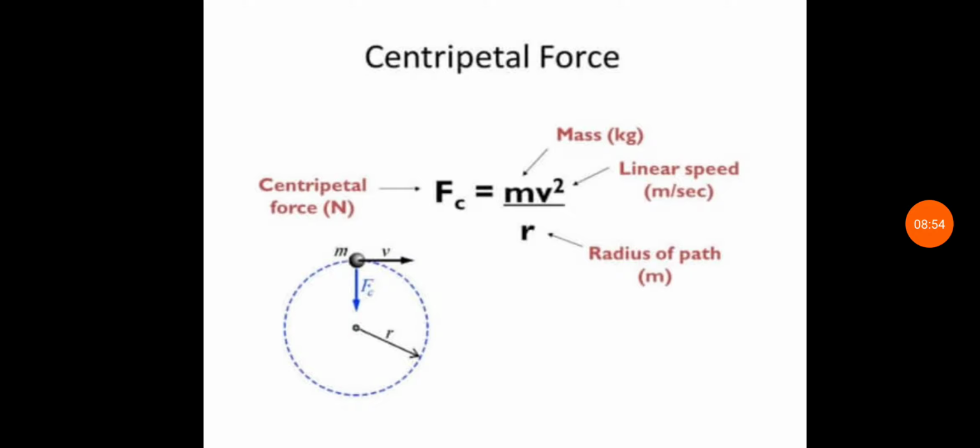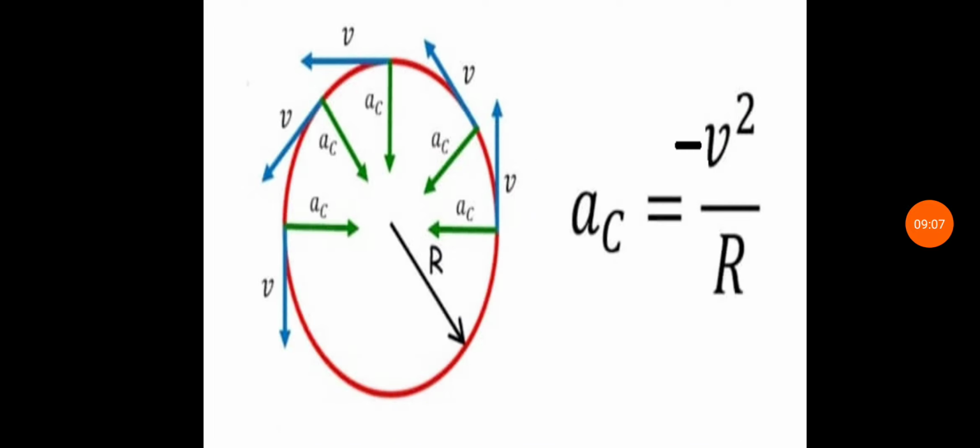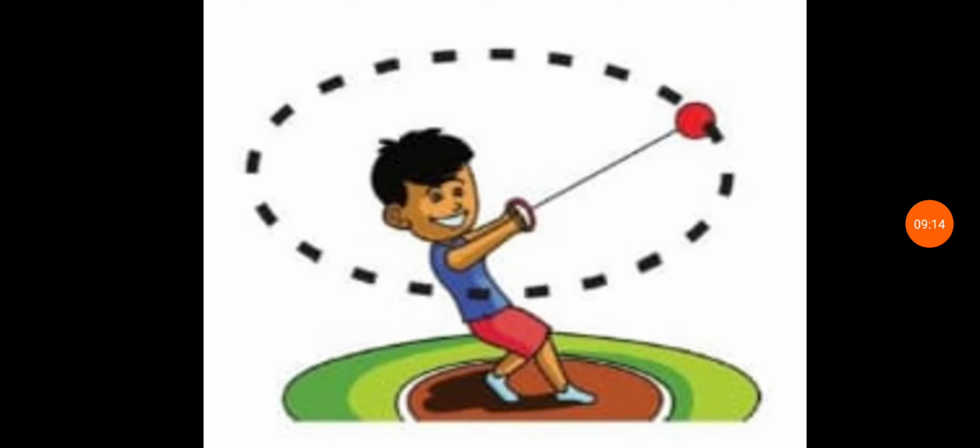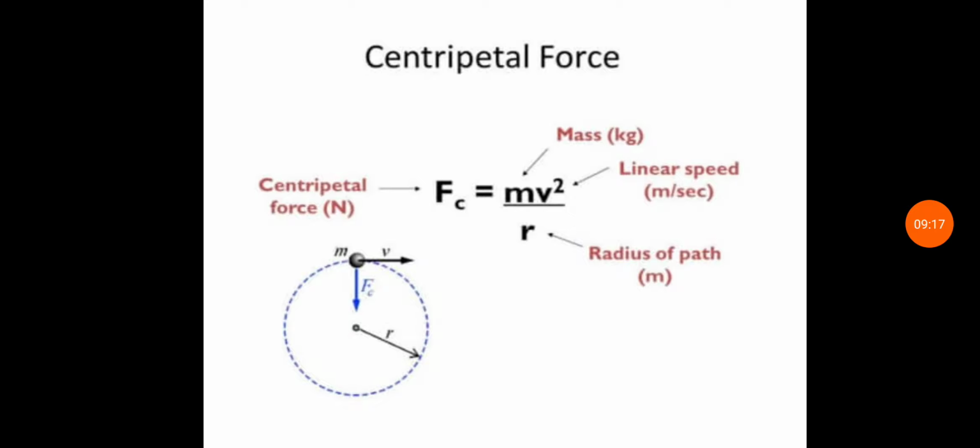The centripetal force, by Newton's second law of motion, we can write it as, we know that F equals ma, and when we put the value of a, that is v squared by r, the formula for centripetal force will become F_c equals mv squared by r. Okay, now F_c is the centripetal force, m is the mass in kilograms, v is the linear speed in meters per second, and r is the radius in meters.